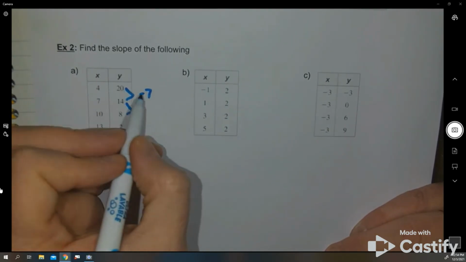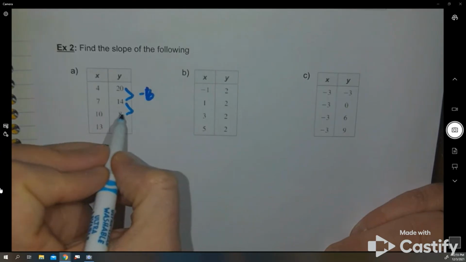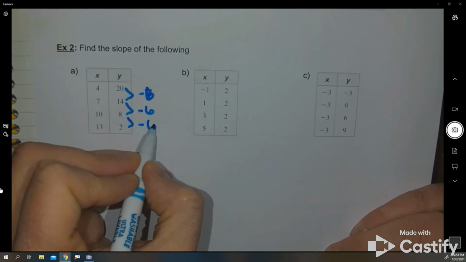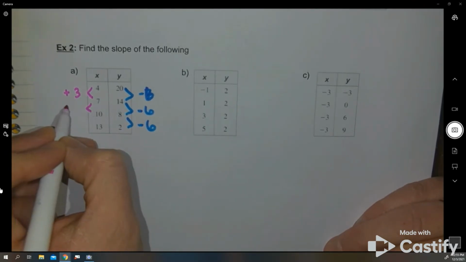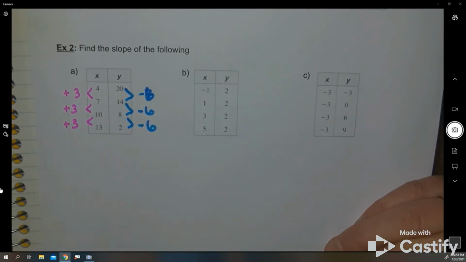14 to 8, we went down 6, Mrs. Weber. From 14 to 8, we went down 6, and from 8 to 2, we went down 6. Then from 4 to 7, we went up 3. 7 to 10 was up 3. 10 to 13 was up 3. So these all are the same. So I'm just going to have to simplify one fraction, really.